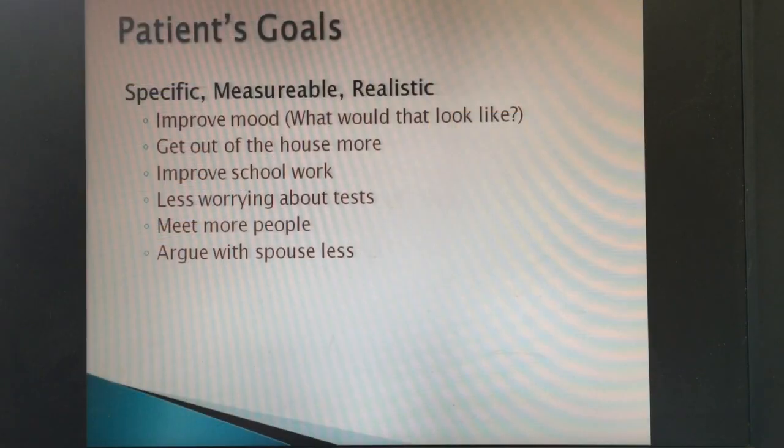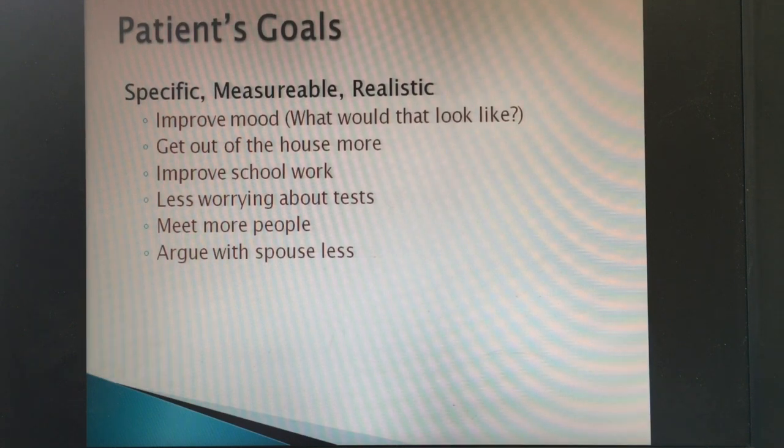Some examples of goals that seem to be popular is improve mood. And then if they say that they want their mood to be better, you can elicit further goals by saying, well, let's suppose your mood were better. What would we see differently? And then it's usually things like getting out of the house more, improve schoolwork, less worrying about tests, meet more people, argue with spouse less, things like that. So these are examples of goals that are measurable, they're realistic, and they're specific.